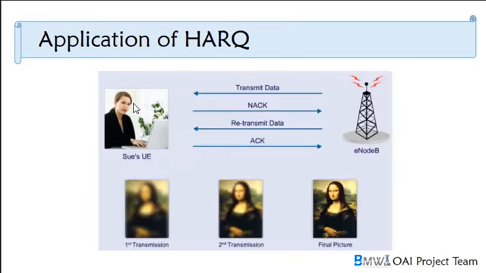I have a picture like this one, and I transmit the first picture, and I get an incorrect picture, like a blurred picture in the other parts. The first transmission has a different blur, and in HARQ it will combine, so we get the final picture. So the picture is like this one.